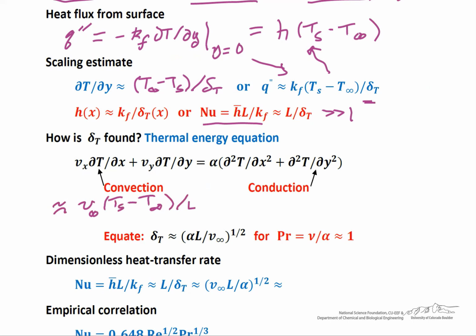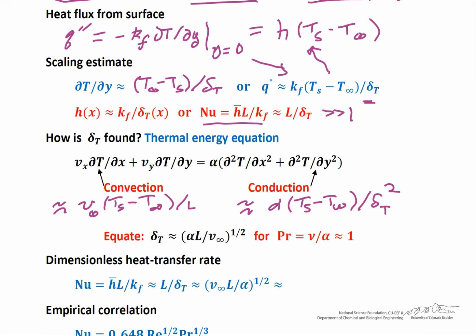And then finally, for conduction, the order of magnitude would be the thermal diffusivity times the temperature difference again, and then divided by the length scale squared. And here the length scale is much smaller for conduction across the boundary layer than along the boundary layer. So the second term dominates, and that length scale is del T. And it's squared because we have a second derivative.